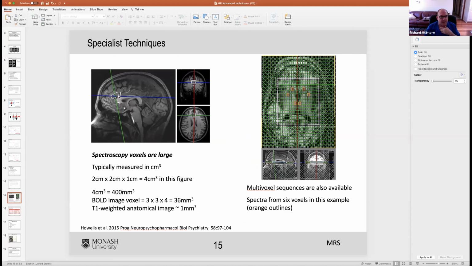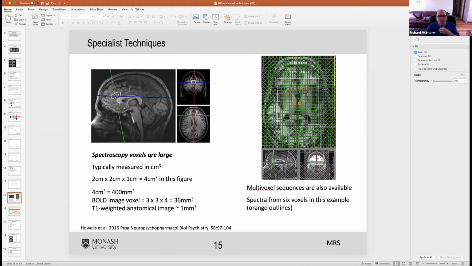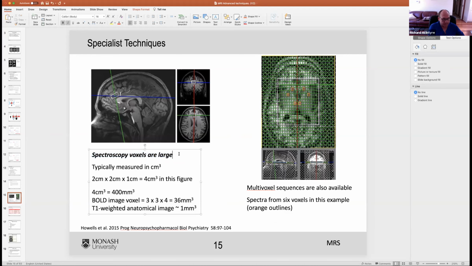So you can see there a voxel. We position that voxel in the brain. We can position it anywhere, but we usually position it in clinical practice over a lesion. And then we get to find out what metabolites are inside that lesion. And that's called single voxel, so it's called SVS, single voxel spectroscopy.